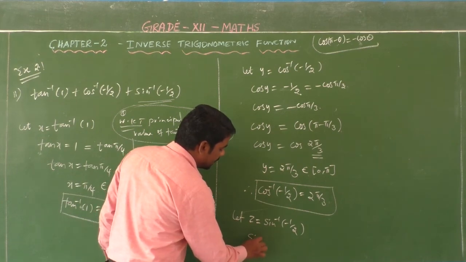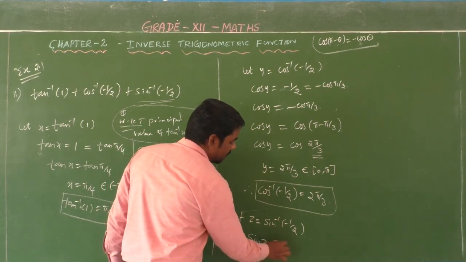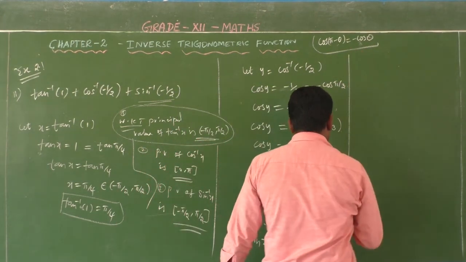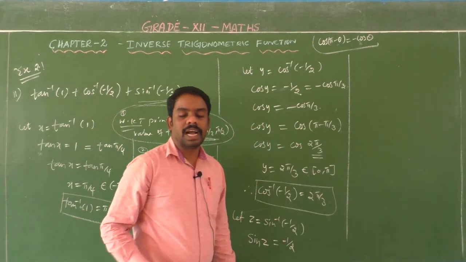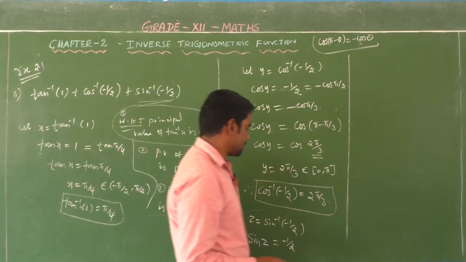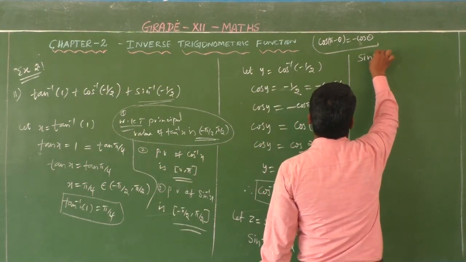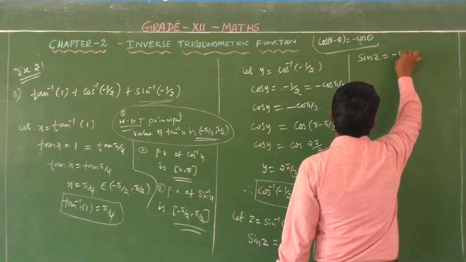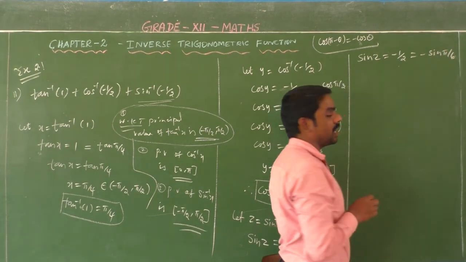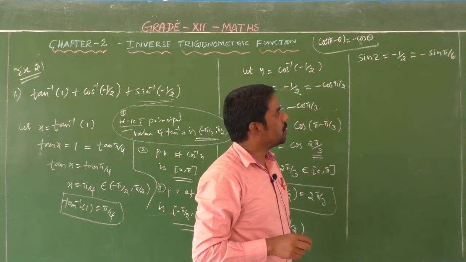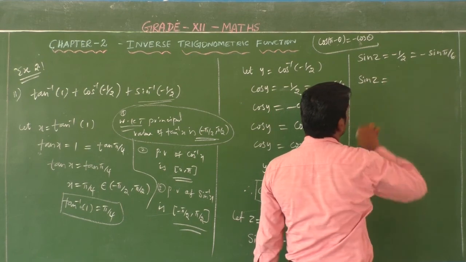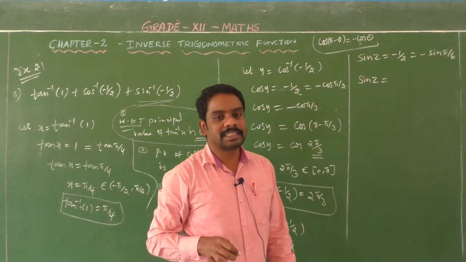So sine z is equal to minus 1 by 2. You know that the value 1 by 2 is equal to sine pi by 6. So sine z is equal to minus 1 by 2, which is equal to minus sine pi by 6. Sine pi by 6 has value 1 by 2, so minus 1 by 2 is equal to minus sine pi by 6.